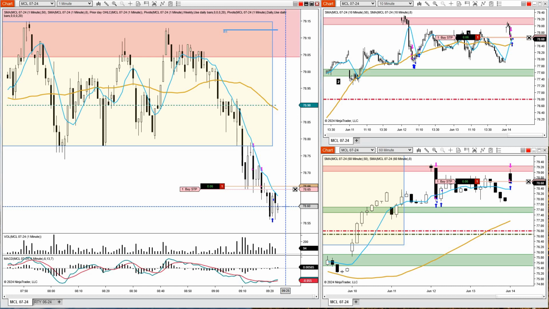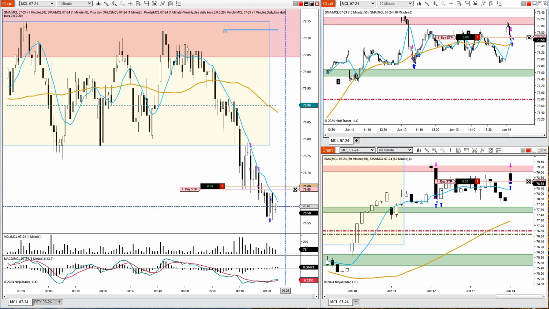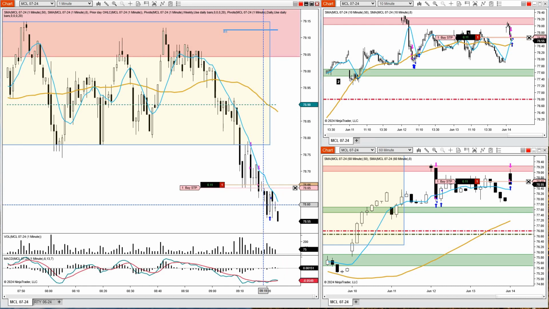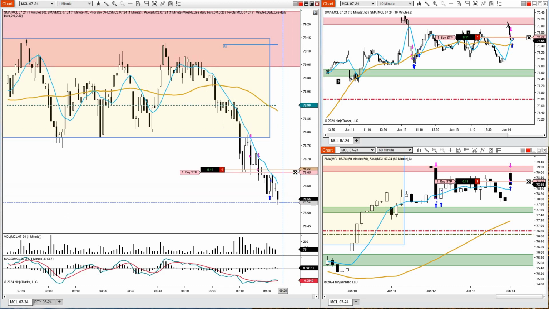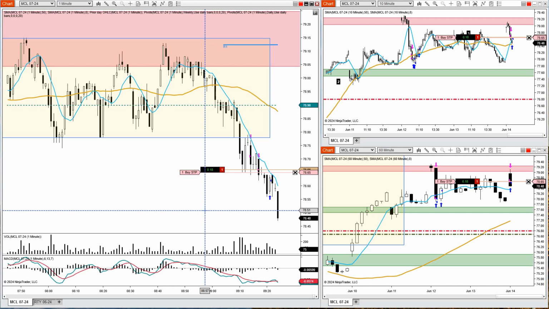Gotta get used to holding on to my winners and not letting winners turn into losers. So we're looking for the market to hold below this level. If not, then we're out. Just gonna trail this stop. All right, I'm probably about to take this trade off right here.